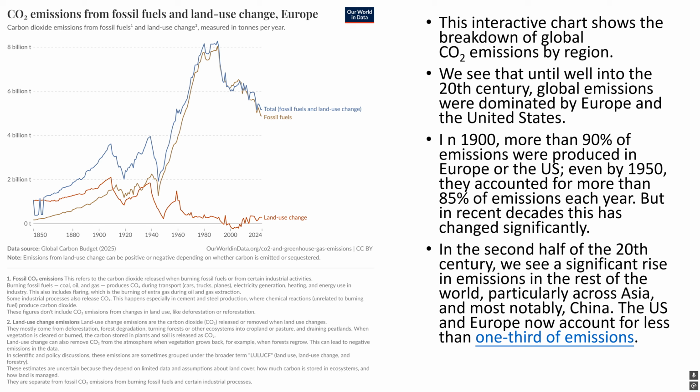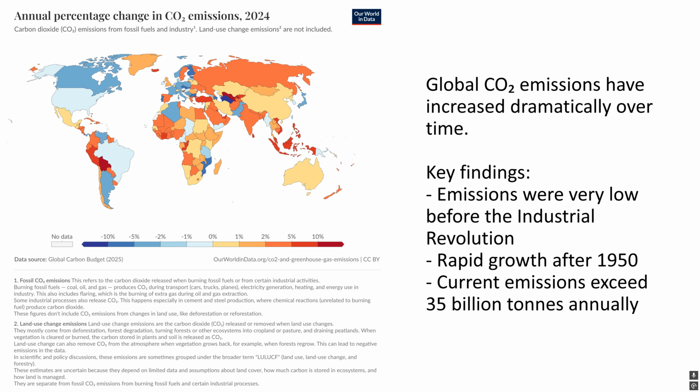The visualization also shows how emissions are distributed across regions. In the early 20th century, Europe and the United States dominate global emissions. For example, in 1919, they contributed more than 90% of emissions. However, this pattern has changed significantly over time. In recent decades, emissions in Asia, especially China, have increased rapidly. Today, the US and Europe account for less than one-third of global emissions.